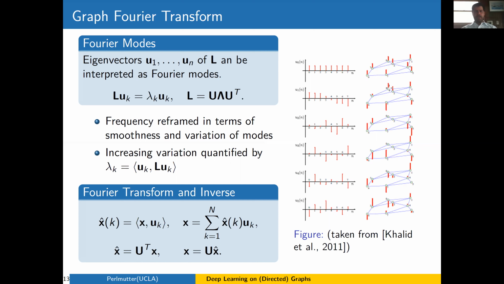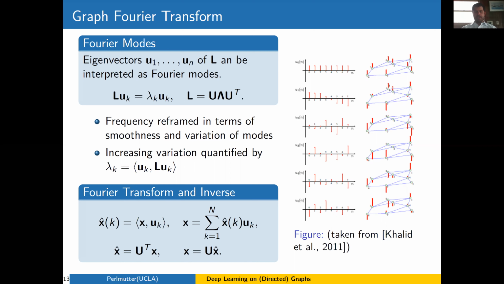And so formally, you can note that lambda k can be computed by evaluating a quadratic form at the eigenvectors. And you can view this as our notion of the variation of a signal on a graph, using the quadratic form associated to the Laplacian.